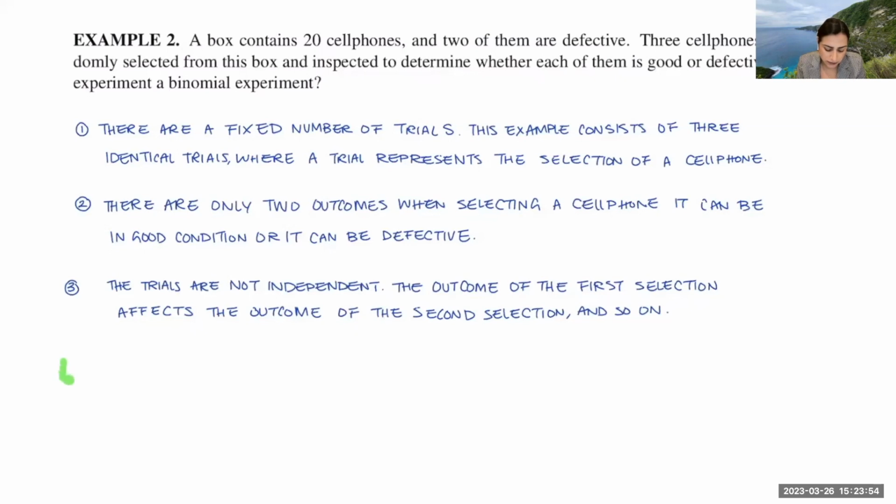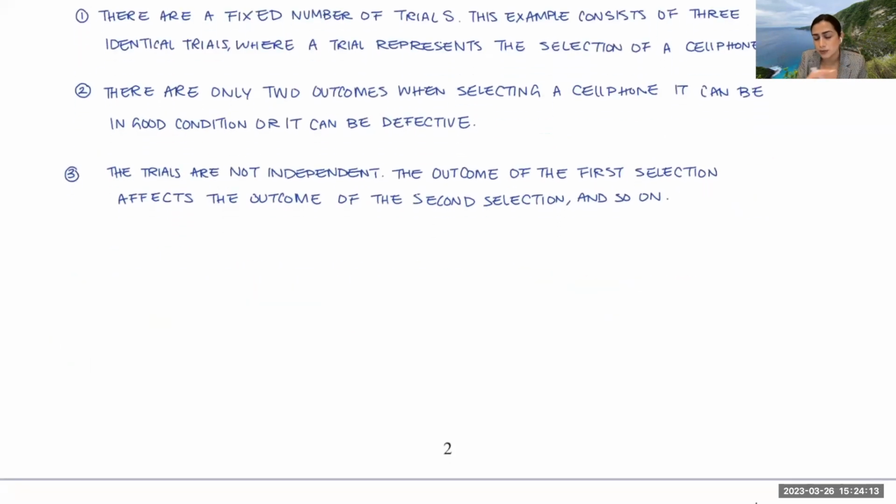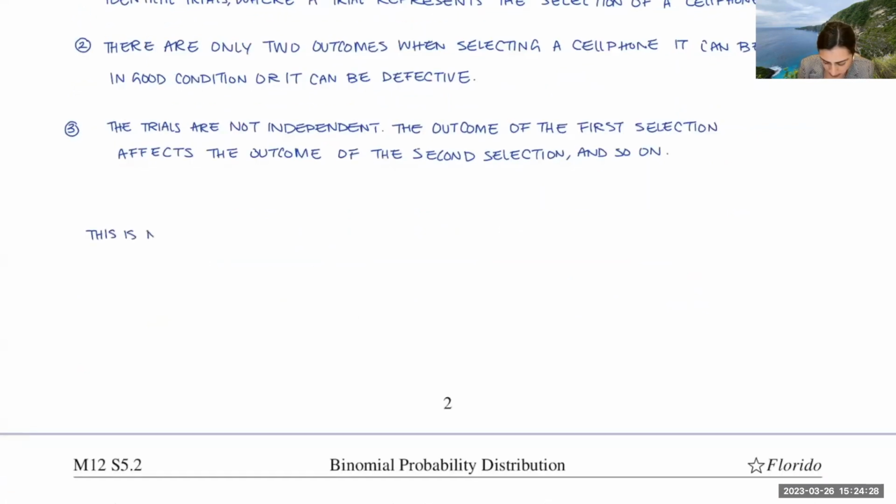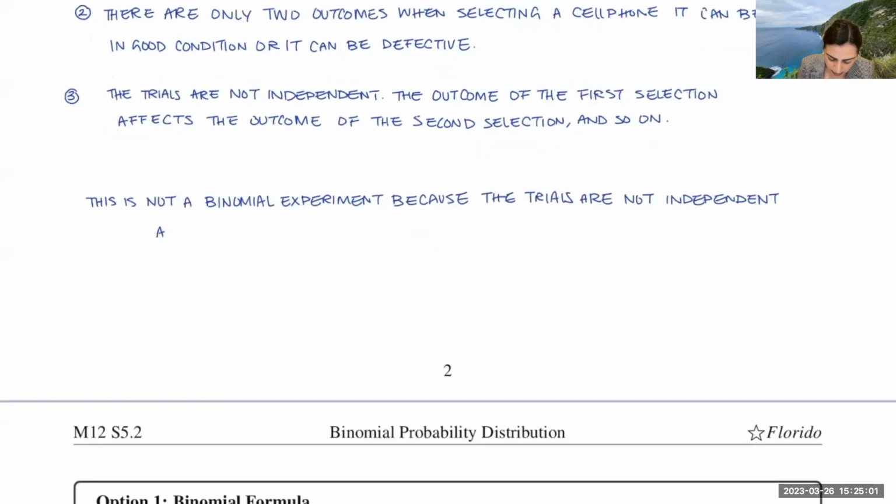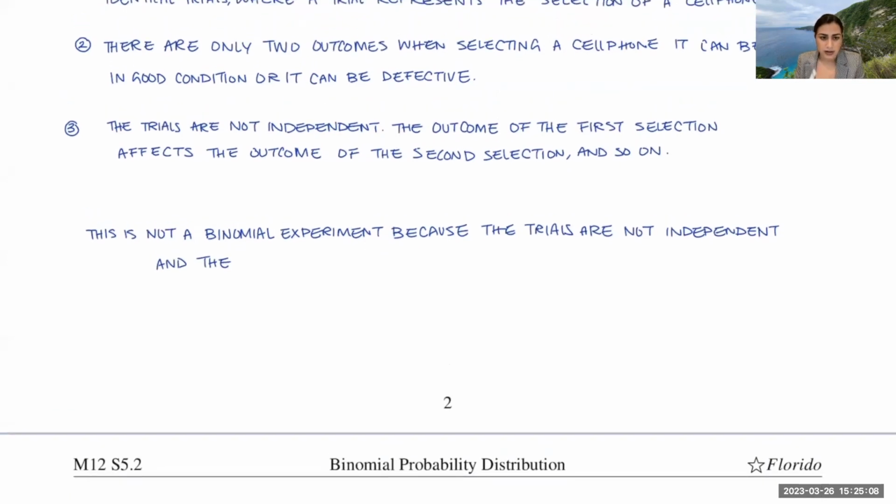So this kind of leads already to the fourth one, which says the probability of success is always the same. So the probability of getting a defective phone has to always be the same, or the probability of getting a good phone has to always be the same. This is already going to affect the next condition. Once one condition is broken, that's it. We don't have a binomial experiment. This is not a binomial experiment because the trials are not independent, and the probability of success is not the same in each trial.